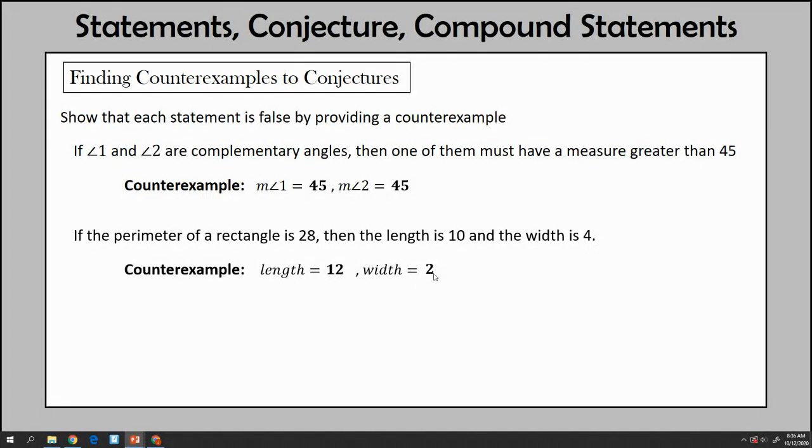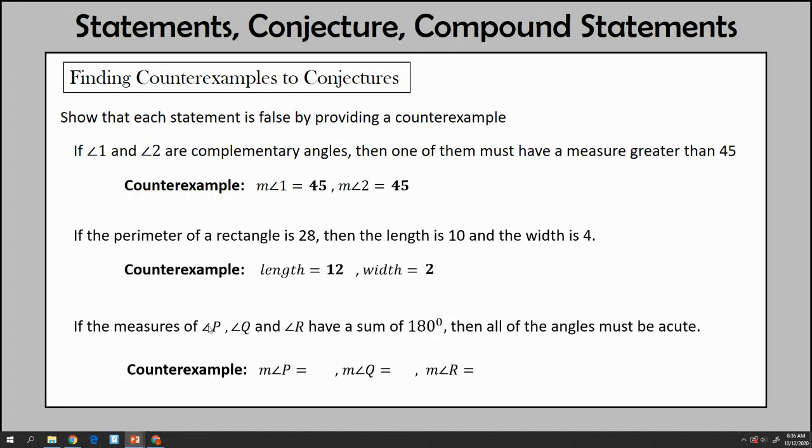12 and 2. Okay, 12 and 12 is 24, 2 plus 2 is 4, 24 and 4 is 28. Therefore, this rectangle, the one with a length of 12 and a width of 2, is the counterexample to this conjecture, this conclusion that was drawn.